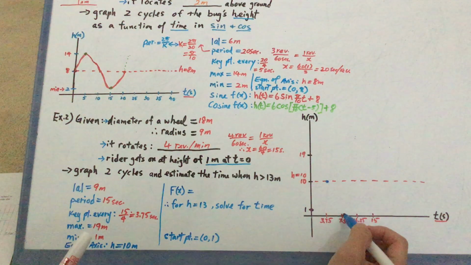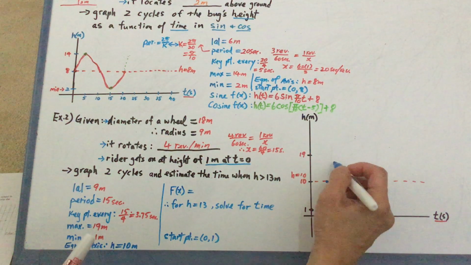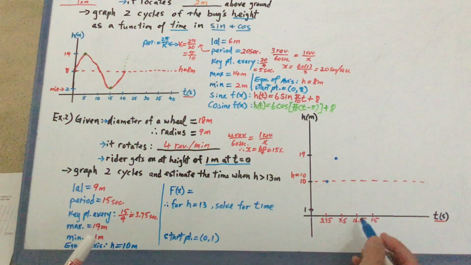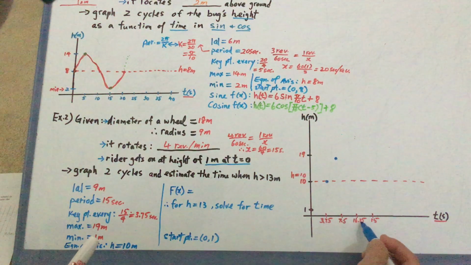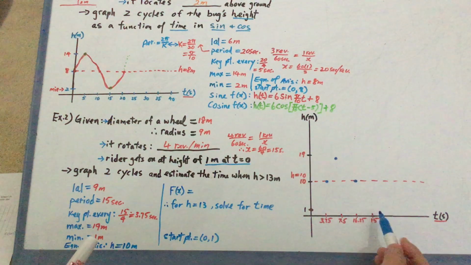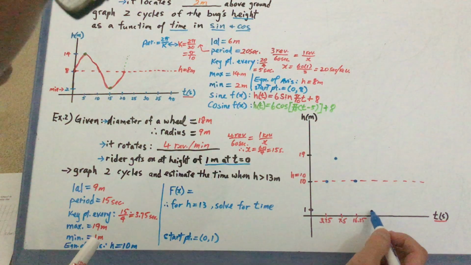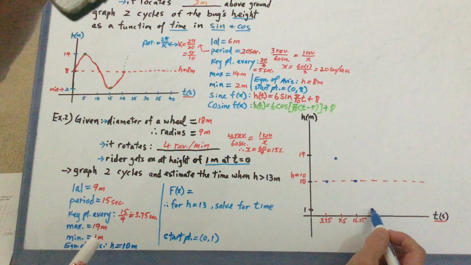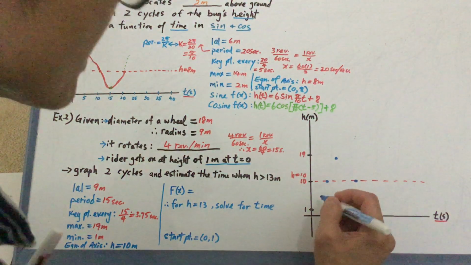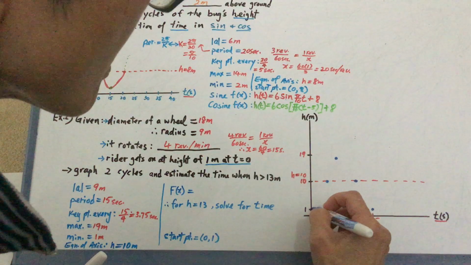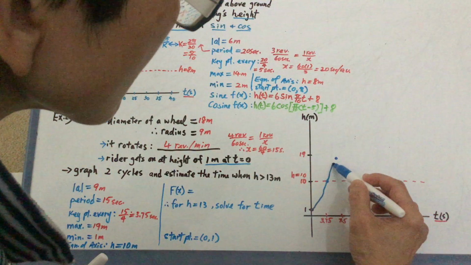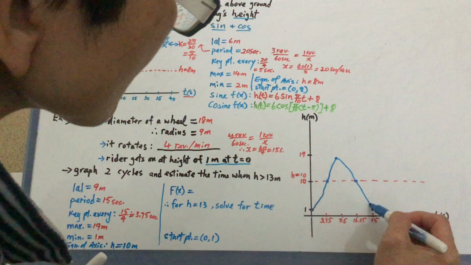So first quarter goes up to here. Second quarter, at 7.5 seconds, the wheel is going to bring the person up to the maximum. And the third quarter, at 11.25 seconds, it's going to be back at the middle line. And the last quarter, at 15 seconds, the height of that person will come down to the minimum. Okay, so slowly you're going to connect all these points with a graph that goes like this.